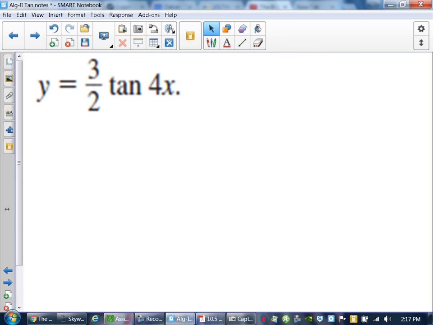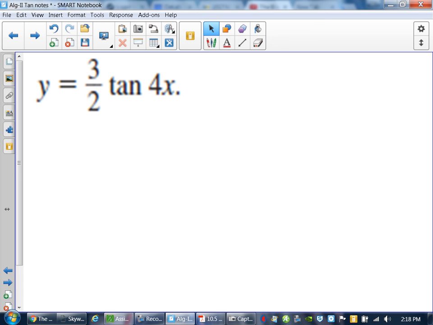All right. Now, what does happen from time to time with tangent graphs is that you do wind up with some pretty ugly fractions. But just remember, you're still just taking halvesies. Okay? Still working with halvesies.